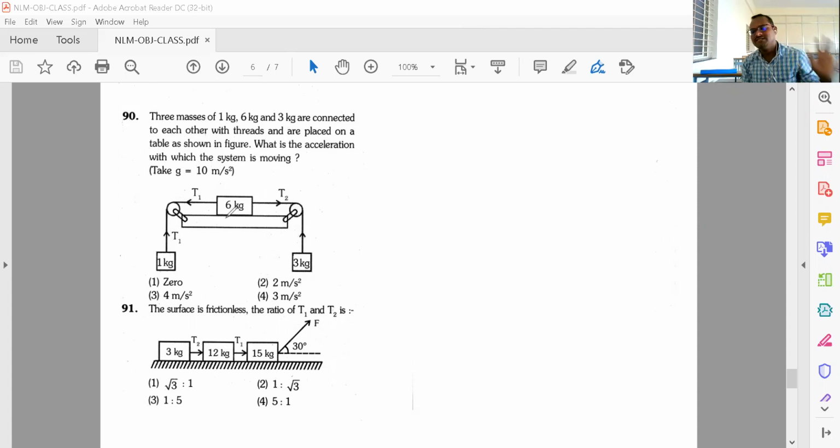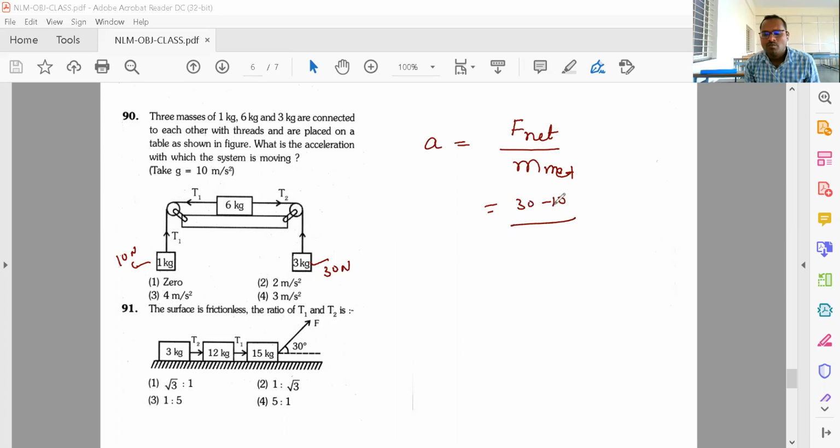So whenever you get this type of question, simply remember acceleration is nothing but F net by net mass. Okay, clear? Net force acting on this pulley, how much? One is 30 Newton down, another one is 10 Newton down. Total how much? It is 30 minus 10. But how much mass is it pulling? 3 kg plus 6 kg plus 1 kg is total 10 kg. So 20 divided by 10 is nothing but 2 meter per second square. Yes, easy solution. Net force by net mass is the formula.